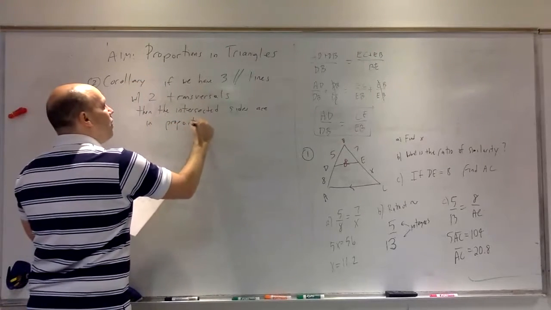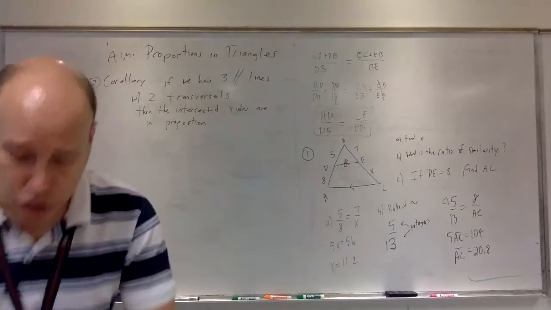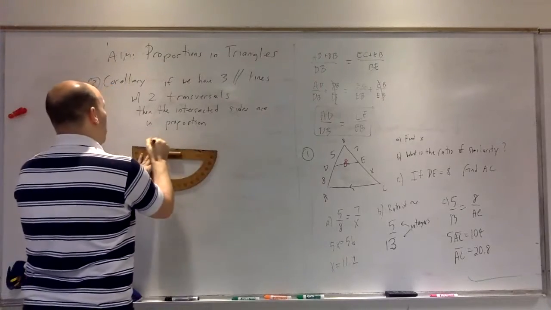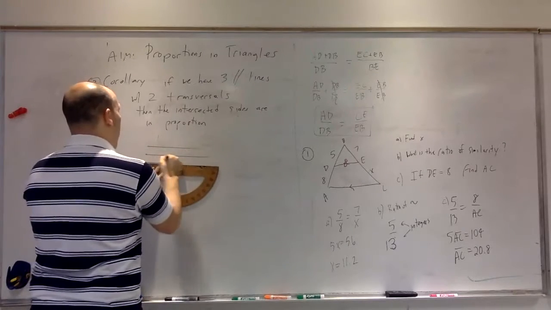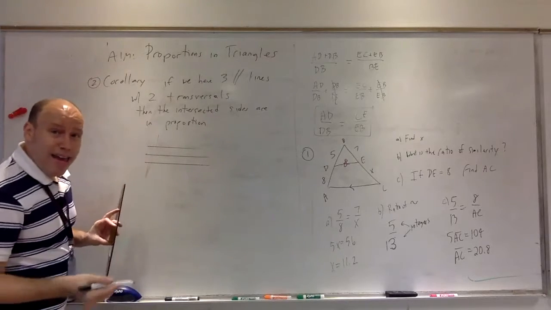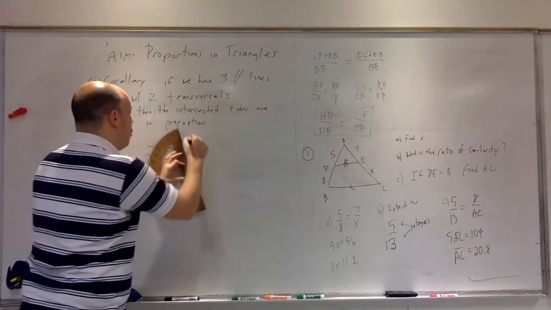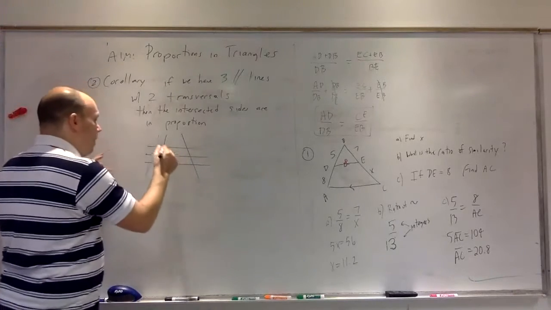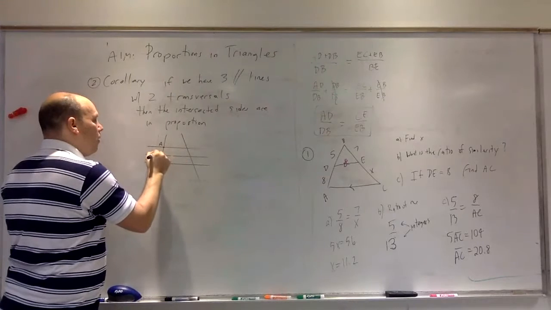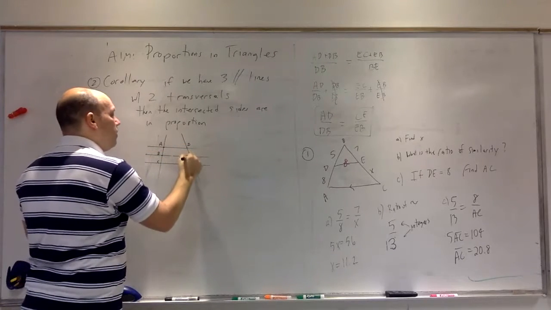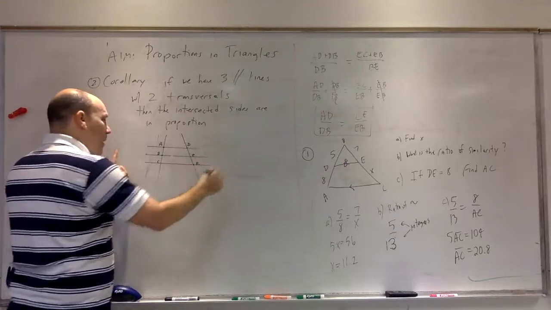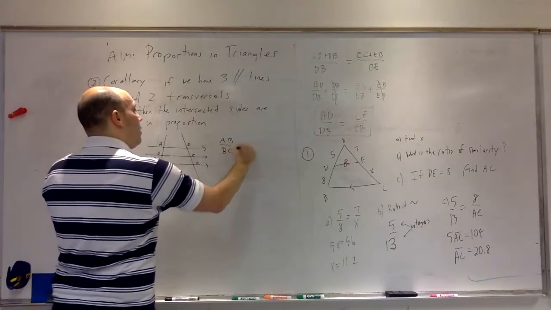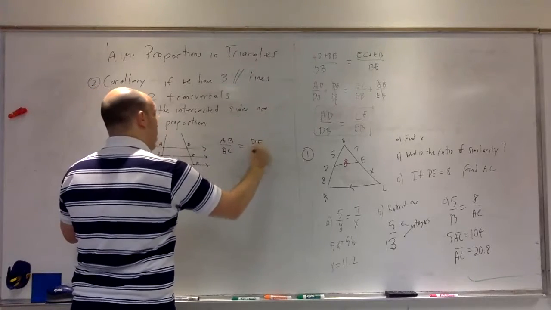This is just fun stuff. Proportion. So let me just make a quick picture. We start off with three parallel lines. Parallel, parallel, parallel. And I'm going to draw in two transversals anywhere. Transversal, transversal. Maybe they're parallel, maybe they're not. It doesn't matter. The claim is, so we have A, B, C, D, E, and F. The claim is, once again, these are parallel. The claim is that AB over BC is equal to DE over EF.